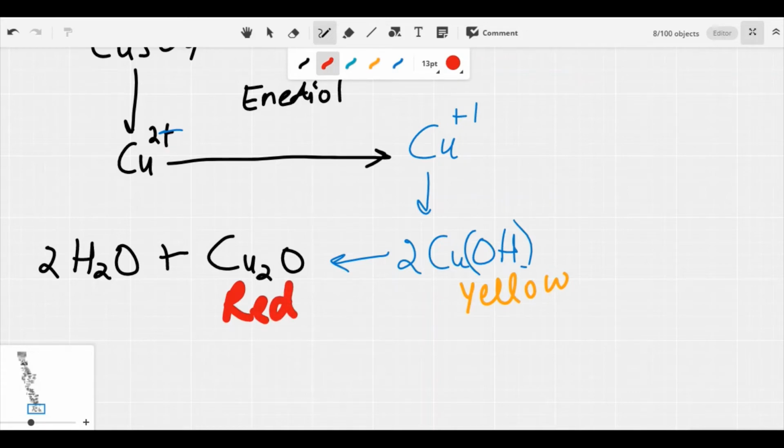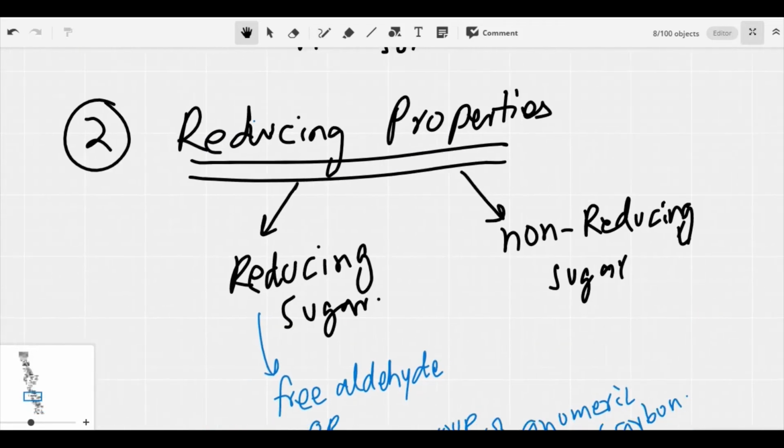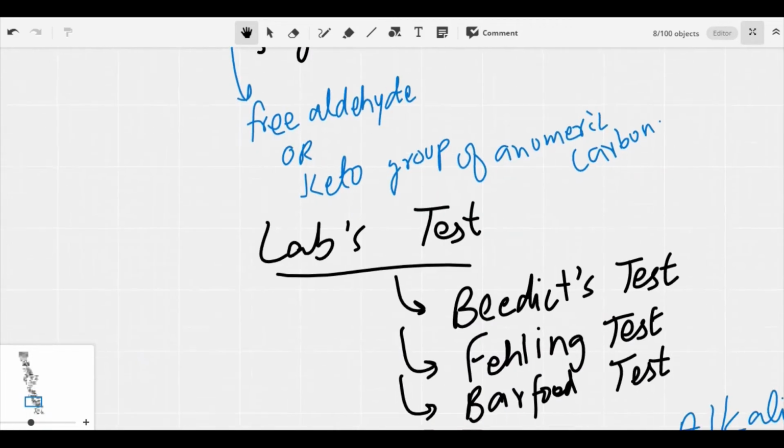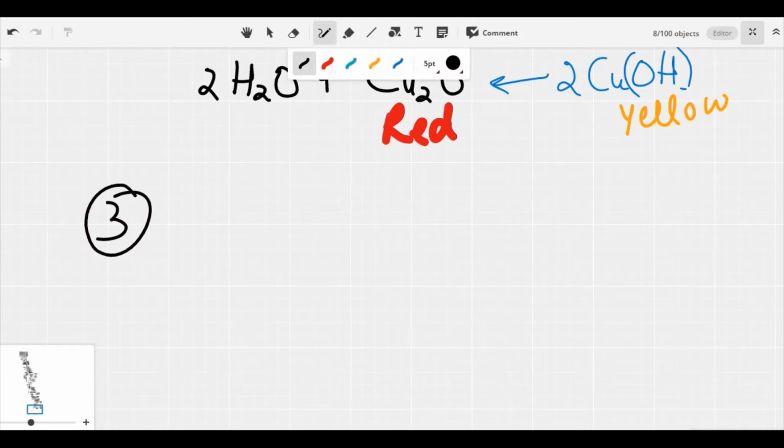okay. So it may be noted that the reducing property of the sugar cannot help for the specific identification of one sugar, so that is a general reaction. So you have to remember the second characteristic, or chemical property, of the monosaccharides, that is the reducing property, okay. Now we are going to discuss the third one, that is oxidation.